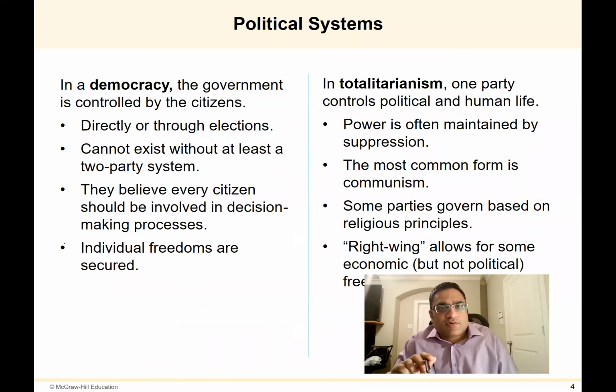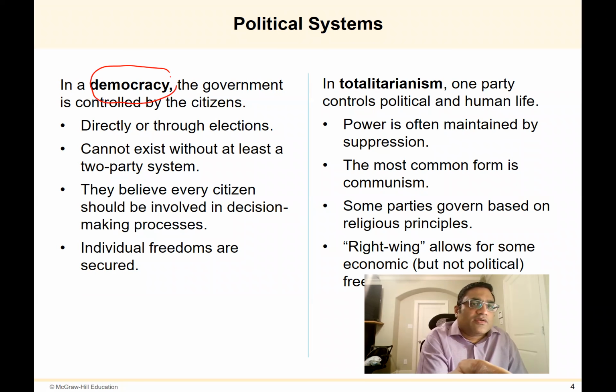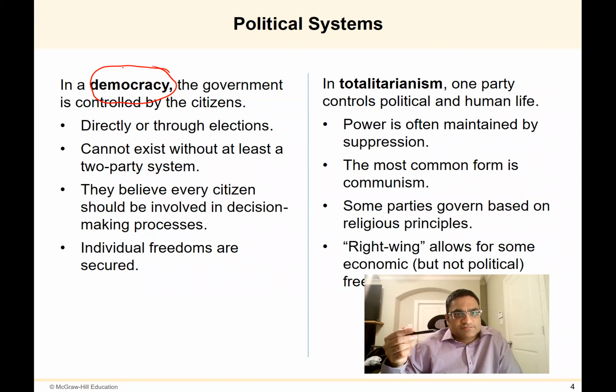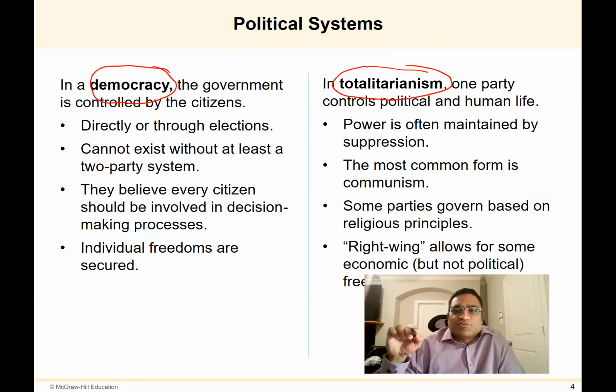Now, then we go into the political system. Democracy is where, just like the US, you have government by the people, for the people, of the people, meaning citizens have the right to vote. Citizens are free to choose whoever they want to elect. And totalitarianism, sorry, is where they don't have that choice. So these are the political systems.